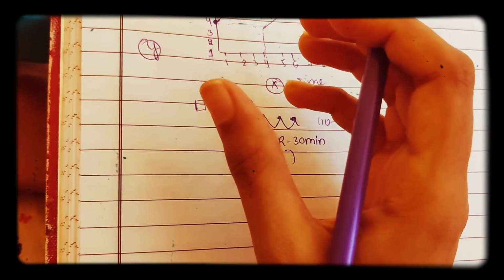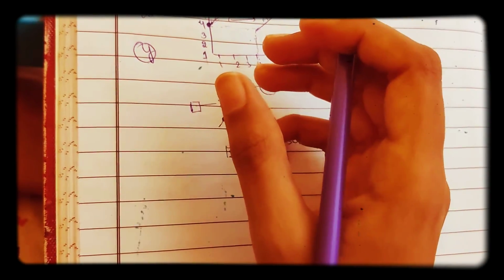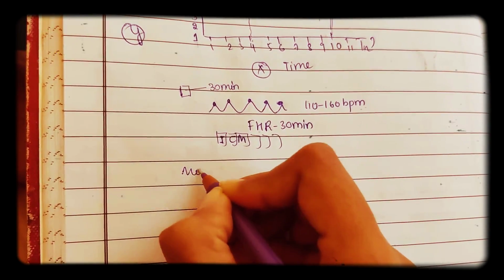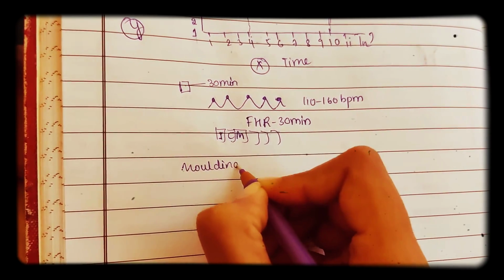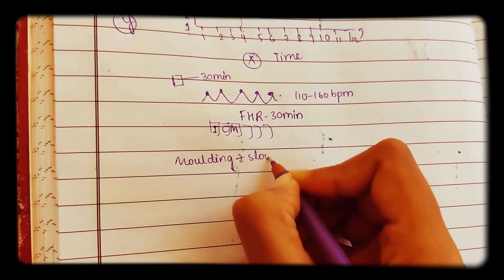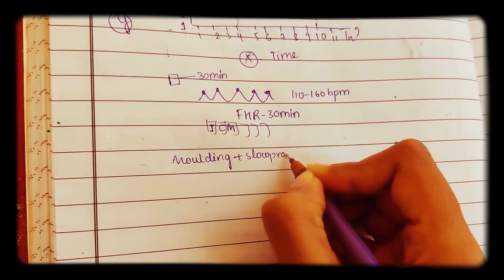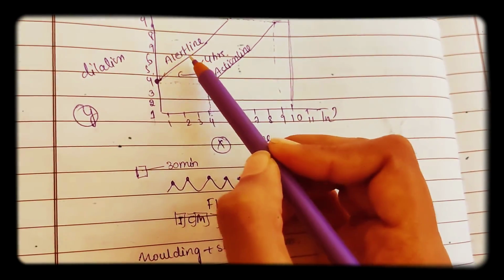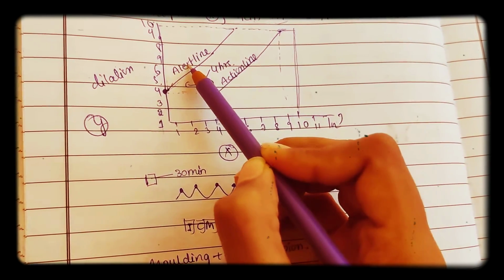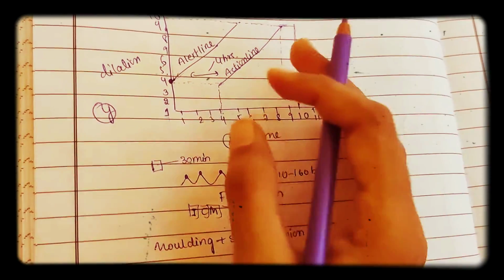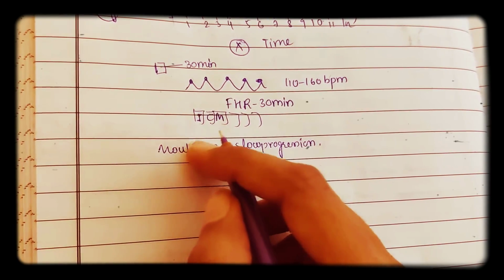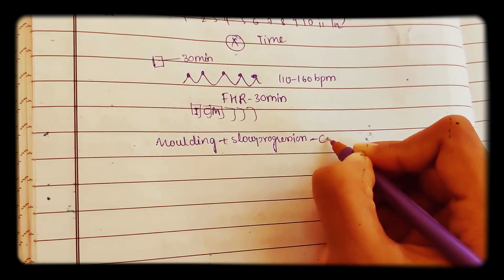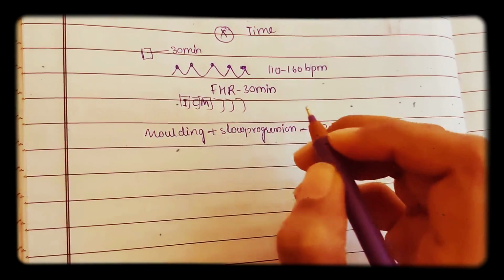Some degree of molding is normal in labor, but molding plus slow progression is important. Slow progression means that if you plot a diagram of a patient and it is between the alert line and action line, then you call it slow progression. So if molding and slow progression are both present, then it is an indication for cephalopelvic disproportion.